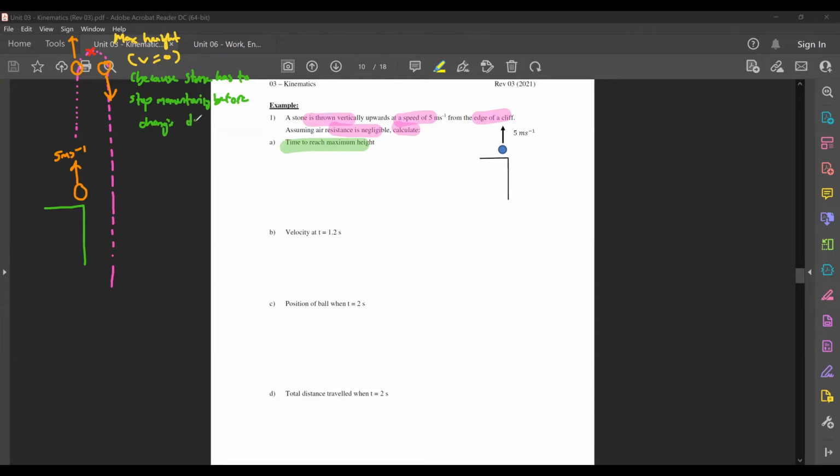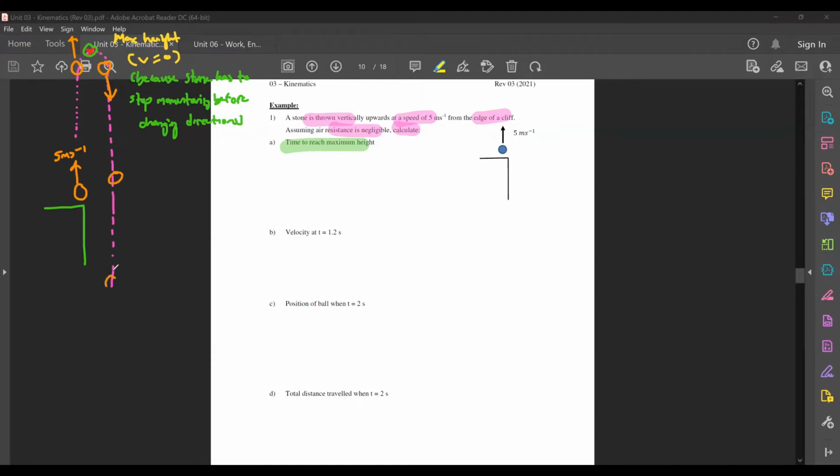Before changing directions. Okay, so this is what you can use to deduce why your velocity is going to be 0 at maximum height. Okay, now at the same time, there's also one thing that you can probably try and see from here.